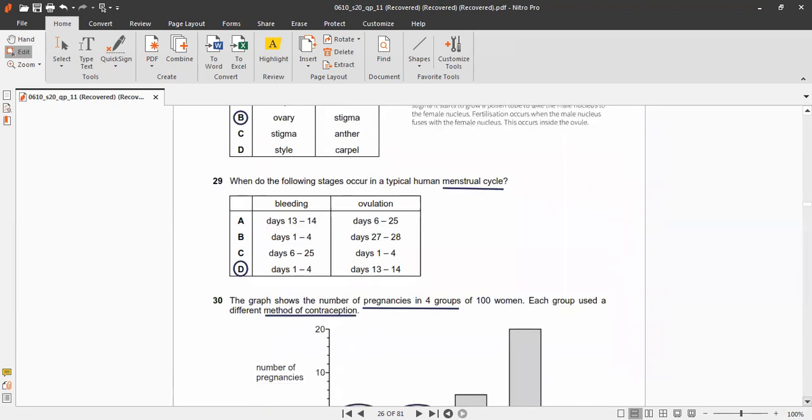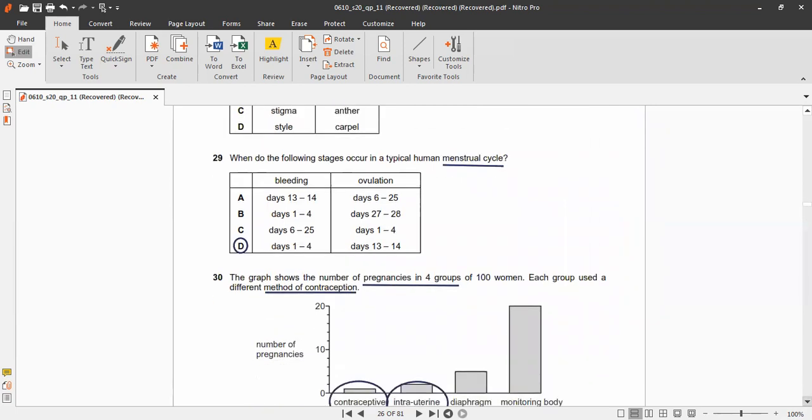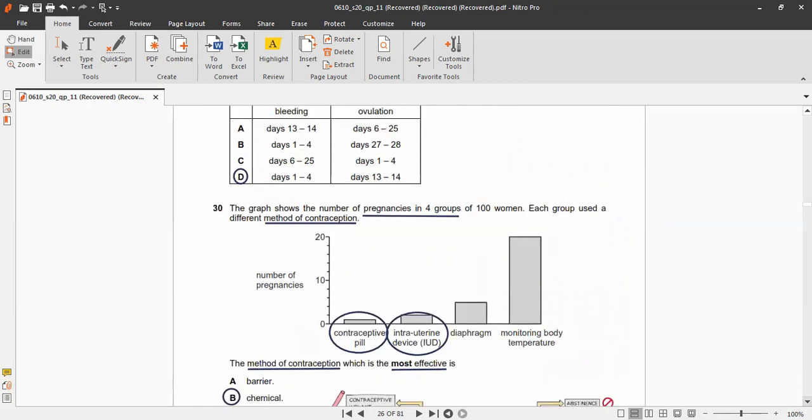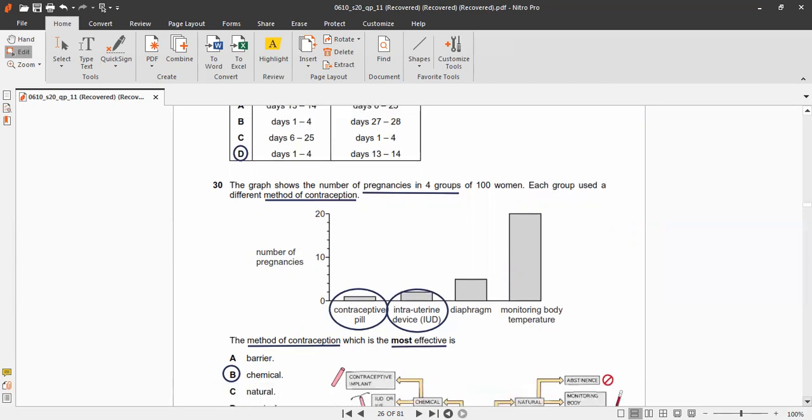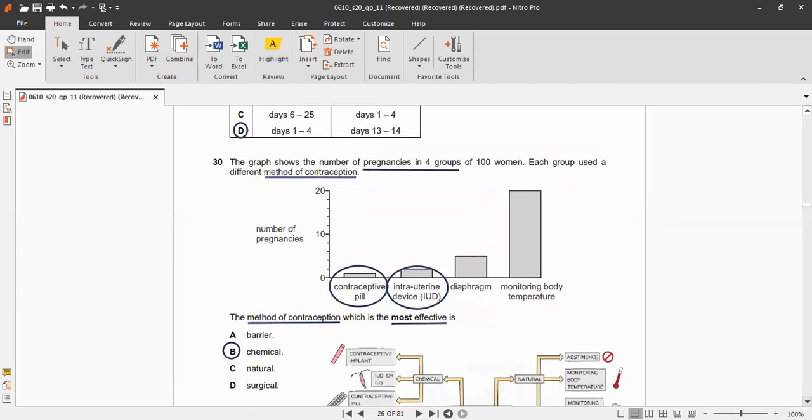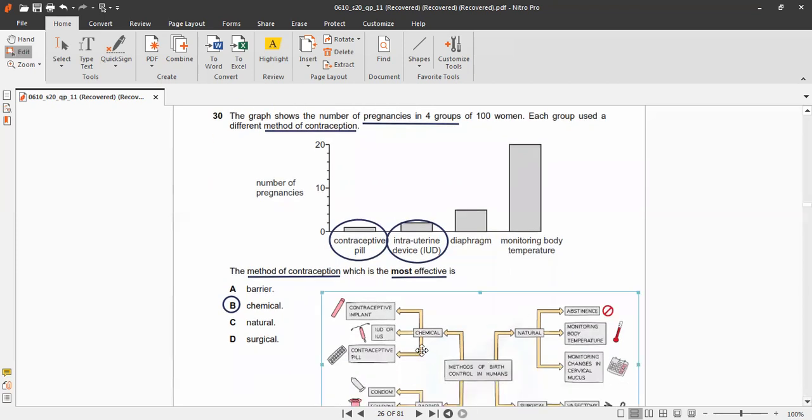The graph shows the number of pregnancies in 4 groups of 100 women. Each group used a different method of contraception. The most effective method of contraception is, yes, chemical, because of the contraceptive pill and intrauterine device. Yes, chemical: contraceptive pill and IUD. So the correct answer is B.